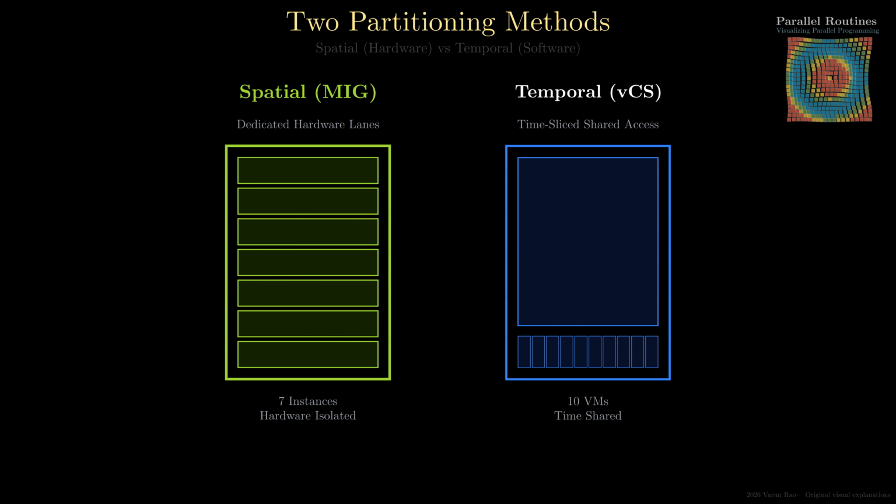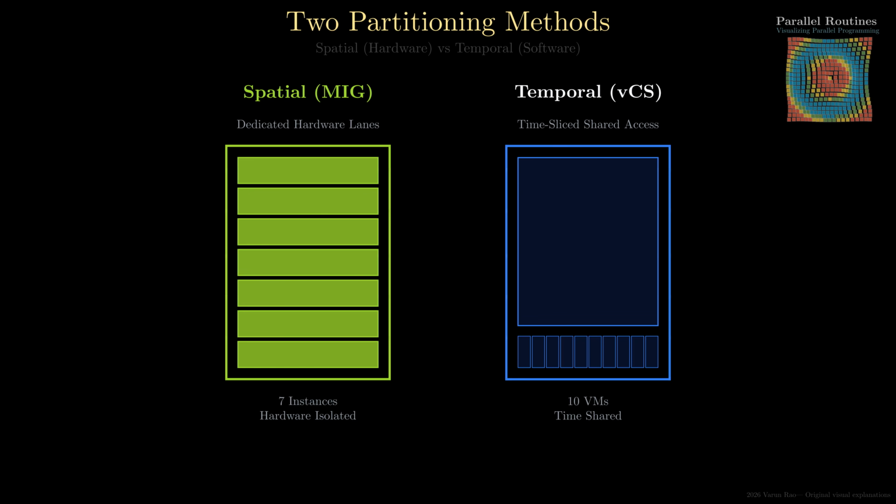NVIDIA offers two fundamentally different approaches to GPU partitioning. Spatial partitioning with NVIDIA Multi-Instance GPU, MIG, divides the physical GPU into dedicated hardware sections. Each section has its own streaming multiprocessors, cache, and memory slices with hardware-level isolation, creating up to 7 independent GPU instances.